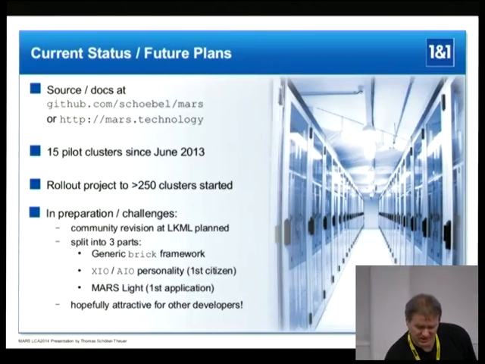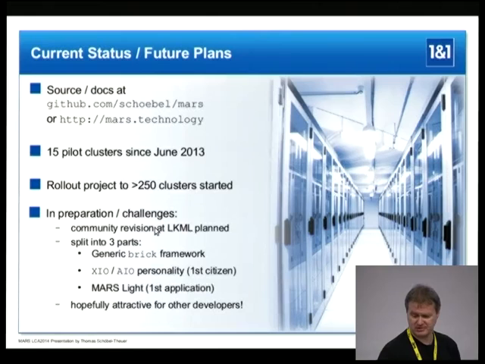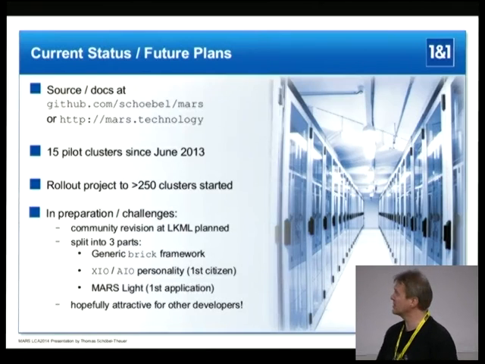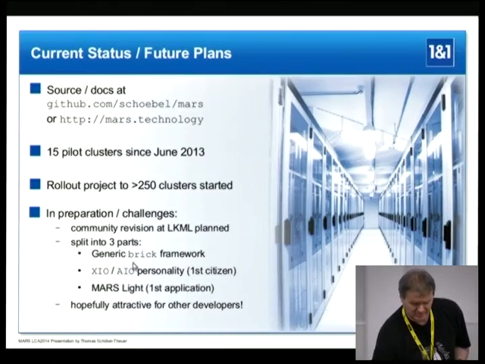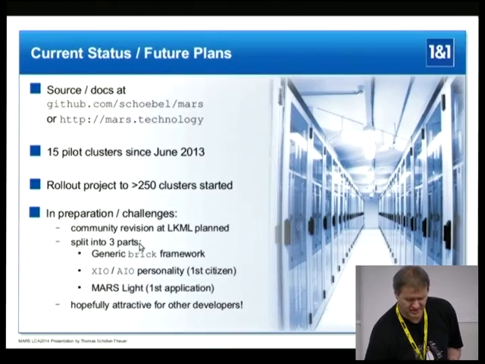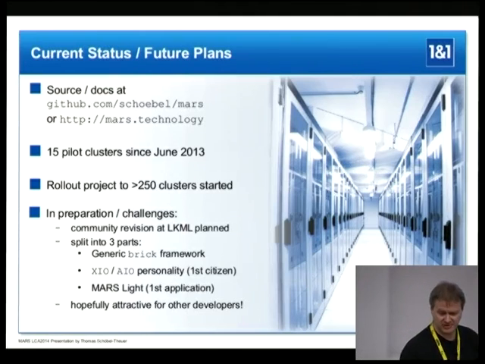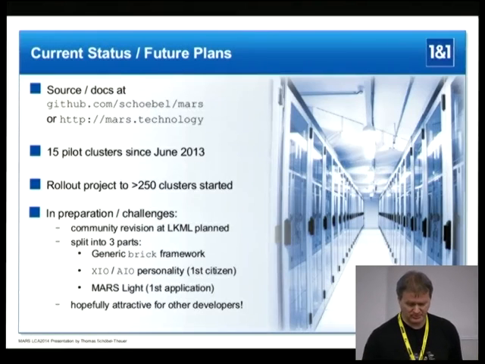So this is our internal status at 1.1, and the other interesting part for you is probably what's going on with the software at GitHub, or is it possible to get it into the kernel? This is my next big task. I'm planning to come out at the LKML mailing list in the next few months, and I'm currently preparing that. I'm just on the way of splitting MARS into 3 parts. There's a very generic framework, hopefully usable by kernel developers for other things, not only MARS.